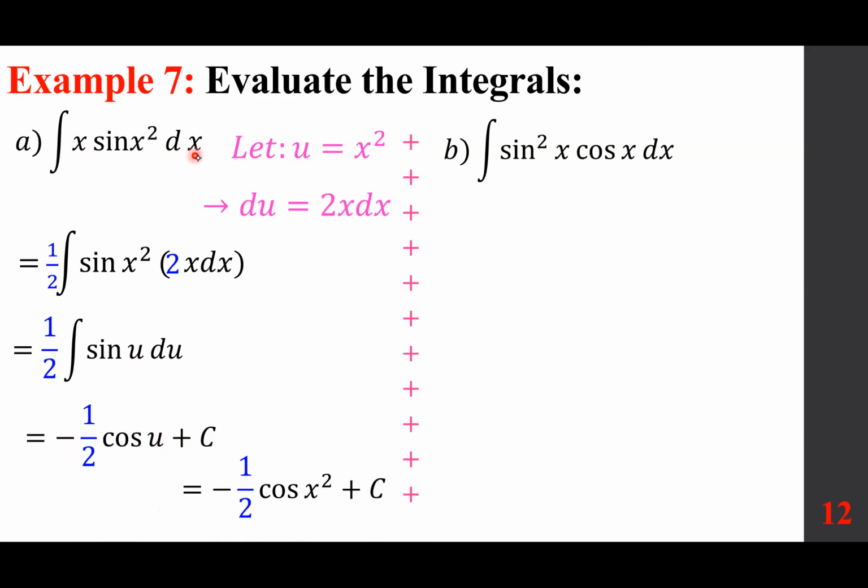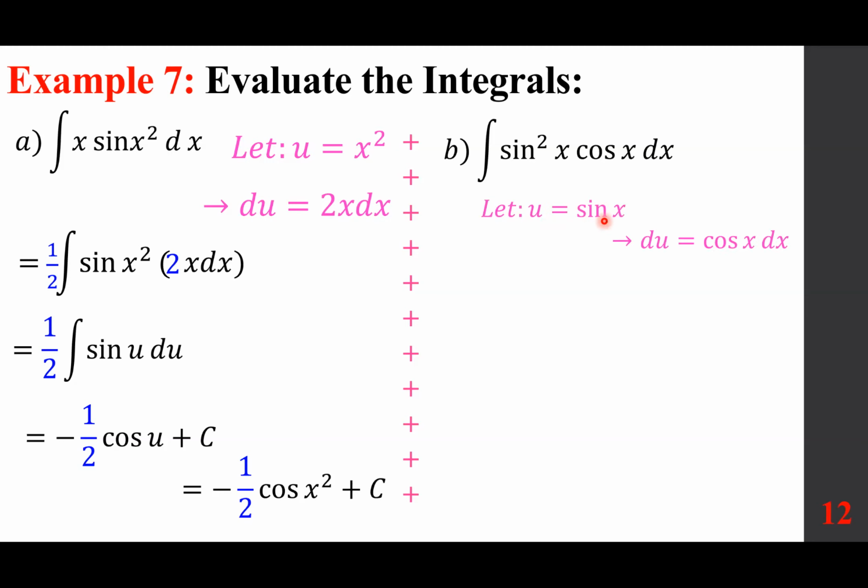In part B, the difference is that the exponent is on the sine. This is sine to the second power. That means sine x times sine x. When sine and cosine are together, any of those that has an exponent, that's a choice of u, because the derivative of sine is cosine. The derivative of cosine is negative sine. You have to adjust for the negative. So if you let u be sine, du is cosine x dx.